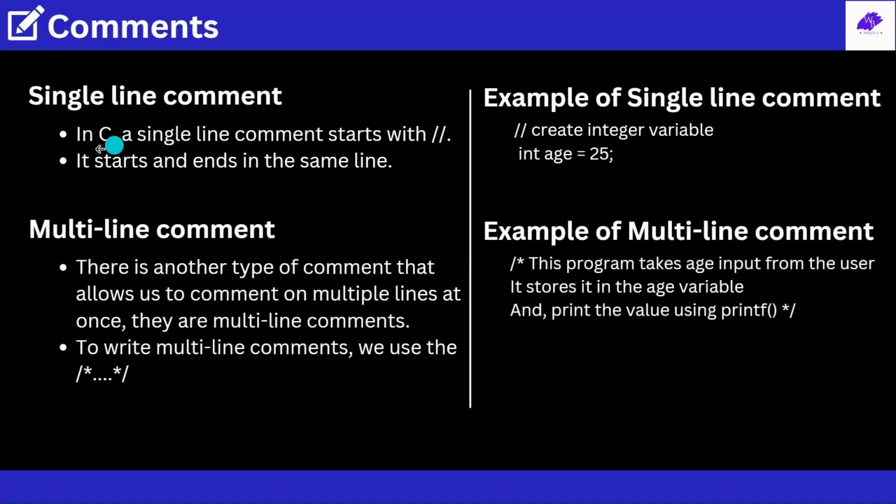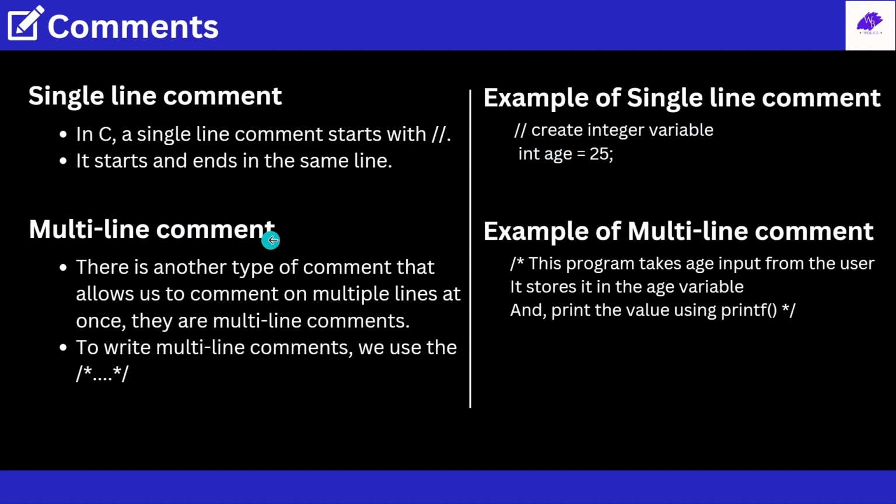Single line comment in C starts with a double slash, and it starts and ends in the same line. So if you have more than one line, you can't use a single line comment. Example: here you have created the variable age having an integer as its storage value. Here age is assigned the value 25, but if you want the reader to know what you have done here, you will comment with a double slash, create integer variable. So it will help the user to understand that you have created an integer variable here.